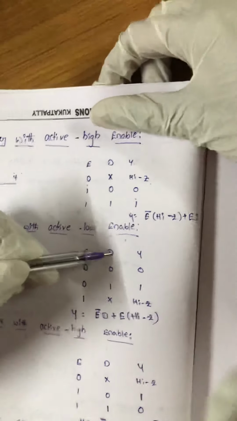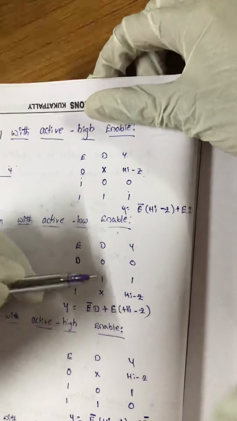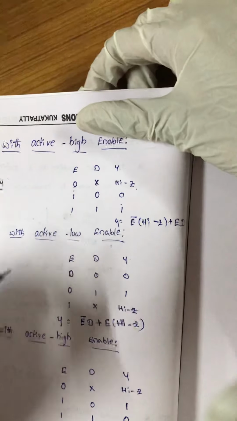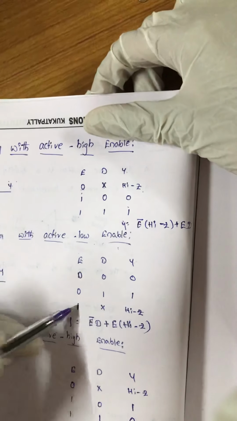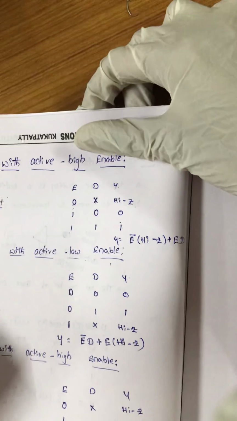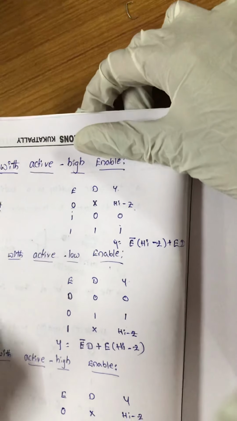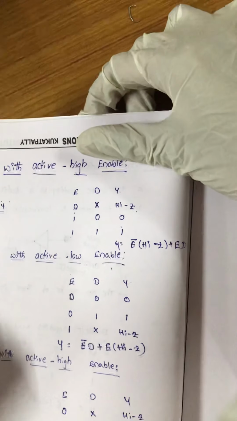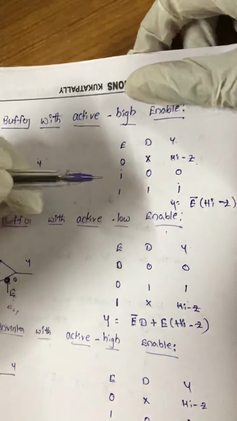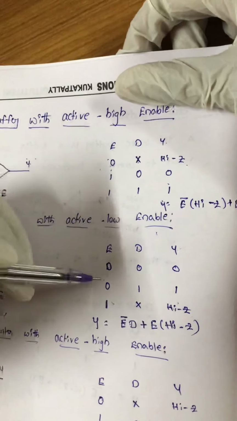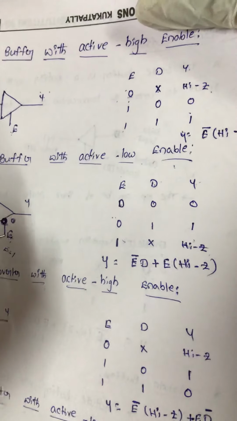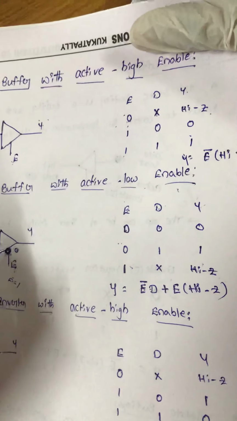E converted into 1 means enable. So in the enable condition, D is 0, Y is 0. D is 1, Y is also 1. Okay, the same input can be observed at the output. Coming to 1 condition, here E equals 1. By applying the bubble, it is changed to 0 condition. 0 condition means no enable, so high impedance is generated. So we have to observe the difference. Here enable is directly connected, but here enable is connected through a bubble, meaning inverter condition.